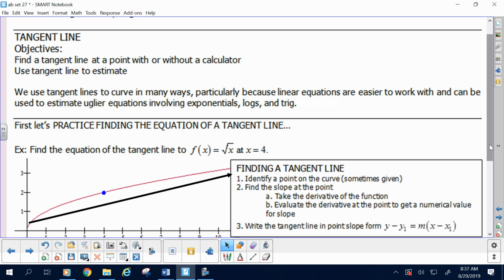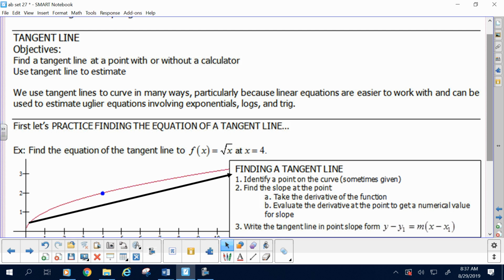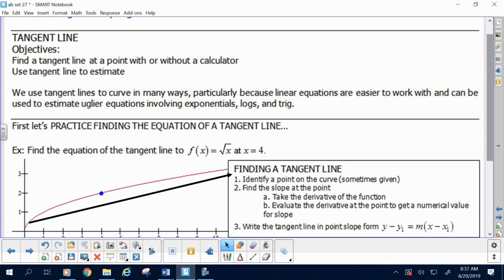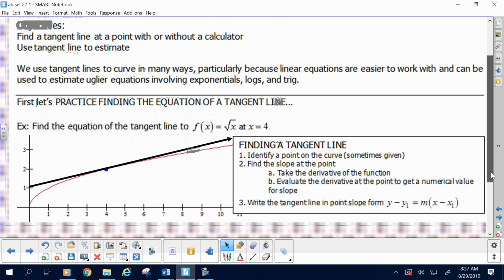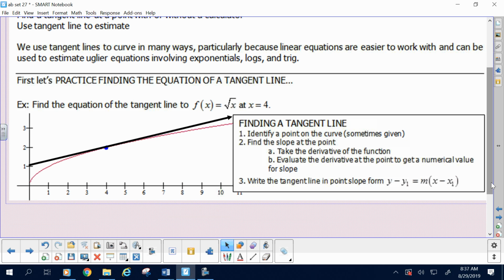So in this example, I have the square root function, and I want the equation of the tangent line at x equals 4. Now here's x equals 4. Your goal is to find that black line. I hope you draw the line where it was, because I want the line there. You want it barely skimming at 4. You follow me? That's the tangent line, and we're trying to find its equation.